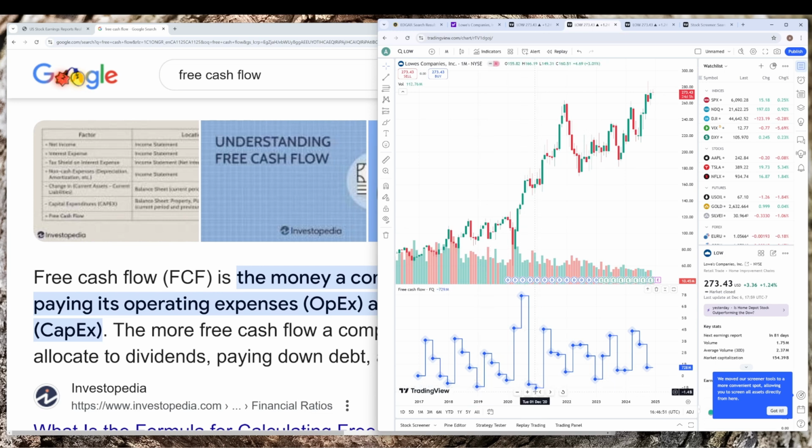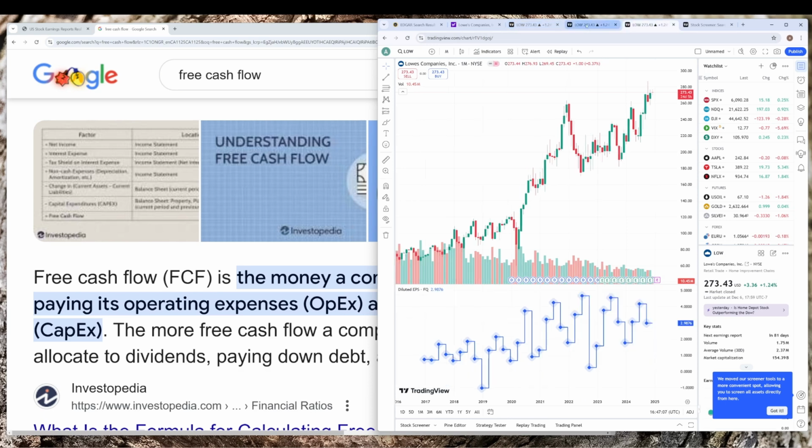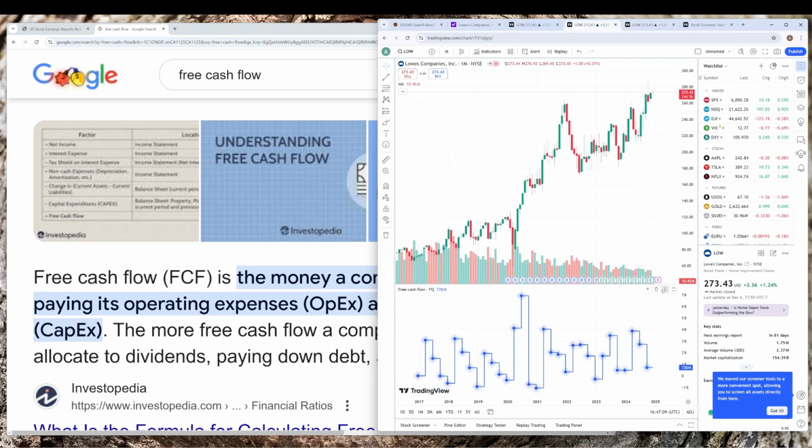Now, if we jump over to the free cash flow figures, you can see there are a few more quarters that are negative, but we also know that they might have spent money investing, right? So that's not bad, but in general, they're all positive and they generally correlate nicely to the earnings, right? You know what I mean?